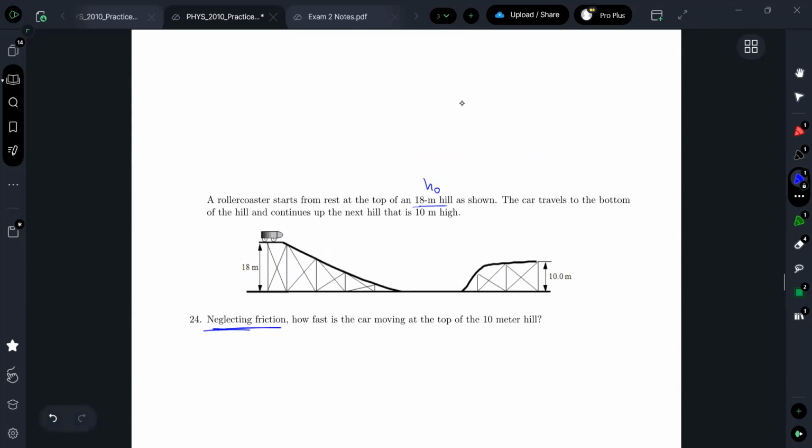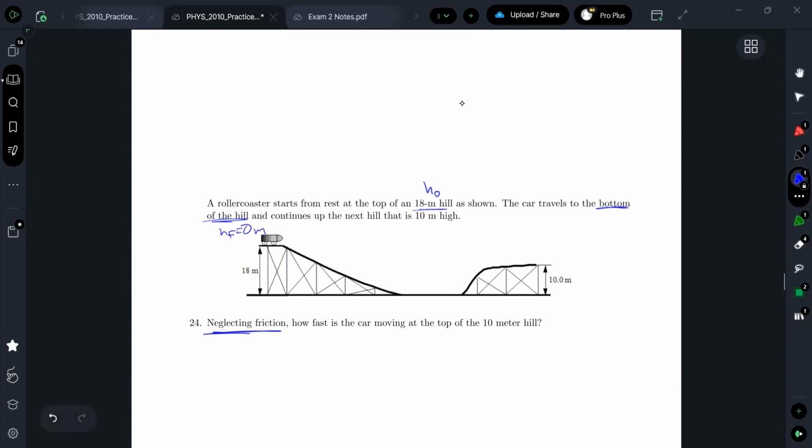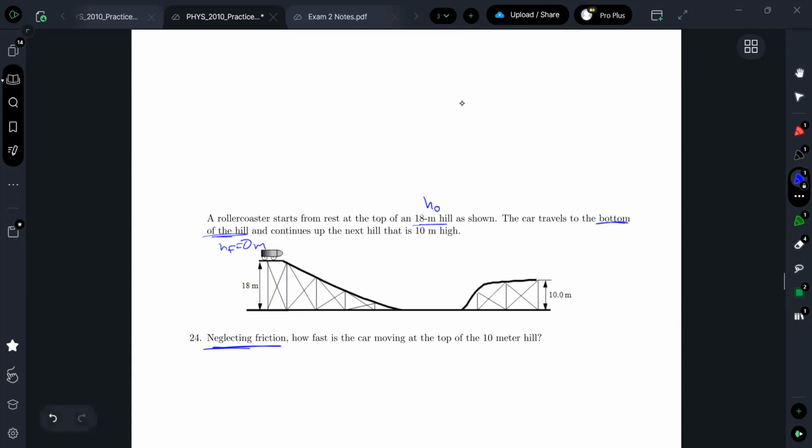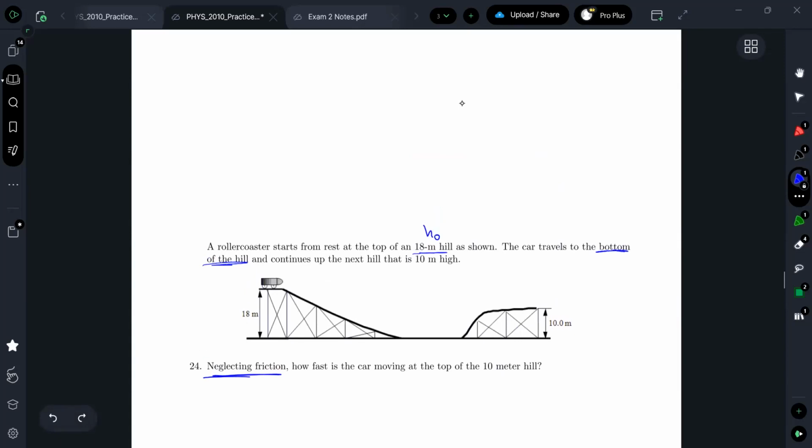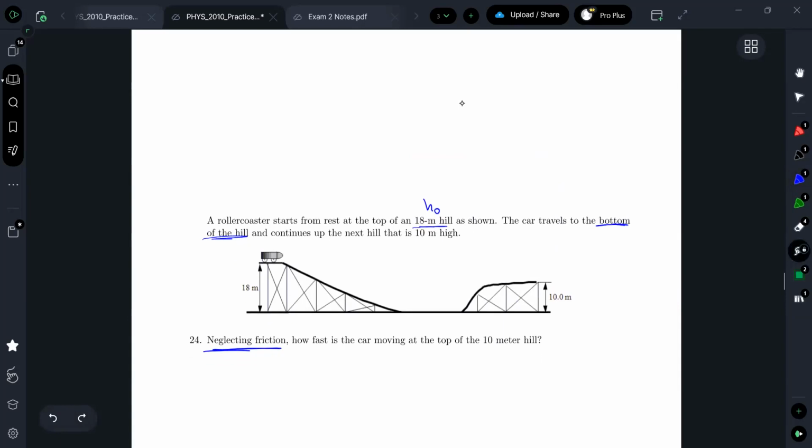The car travels to the bottom of the hill. Okay, bottom of the hill. Sounds like we are at the lowest point we could be, 0 meters. Continues up the next hill that is 10 meters high. Oh, maybe I was wrong about that last part. I've got to update one of them. It didn't end the problem at the bottom of the hill. It ended up at the other hill. So really my final height should be 10 meters.